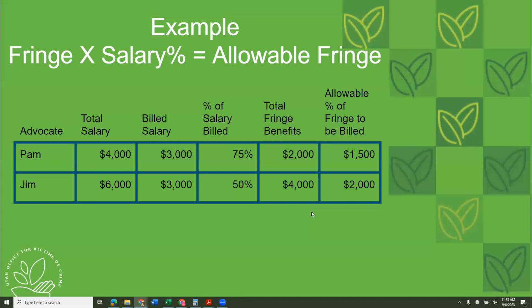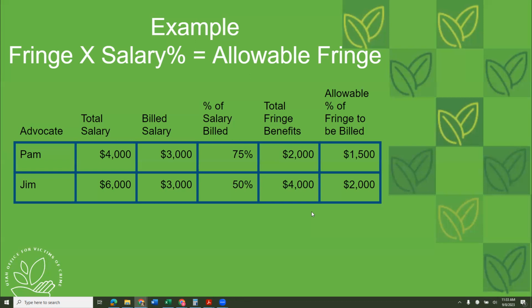Another example is Jim. Jim was paid $6,000 during the period, but you only billed $3,000 of Jim's wages, which gives you 50% of his wages being billed. Jim had a benefit cost of $4,000. So when you take the 50% times $4,000, it gives you $2,000 of allowable fringe to be billed.